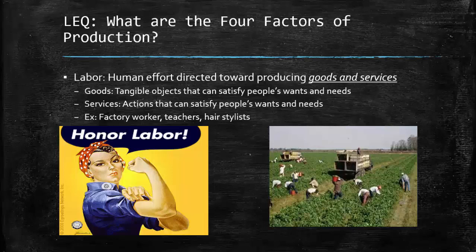This is a tangible good. Services, to contrast, are actions that can satisfy people's wants and needs. For example, you can't hold a haircut. A haircut is not tangible, yet getting a haircut is considered a service. It's not considered a good. Now, examples of laborers are obviously factory workers, teachers, hairstylists, so on and so forth.